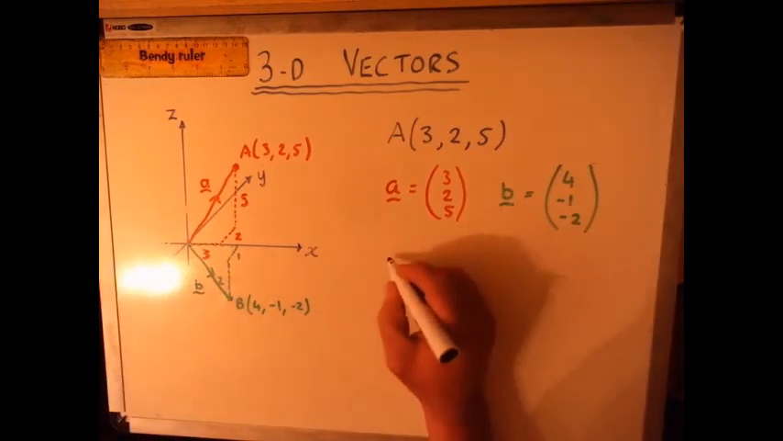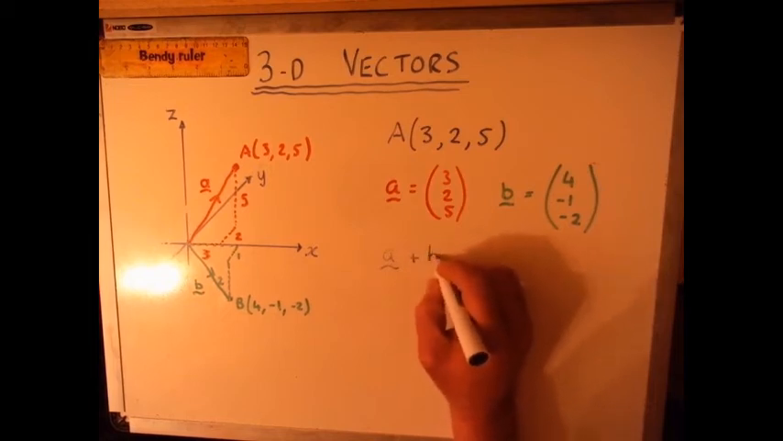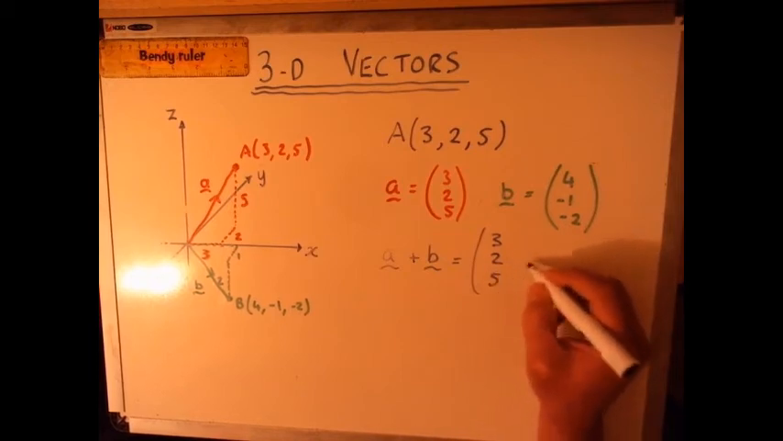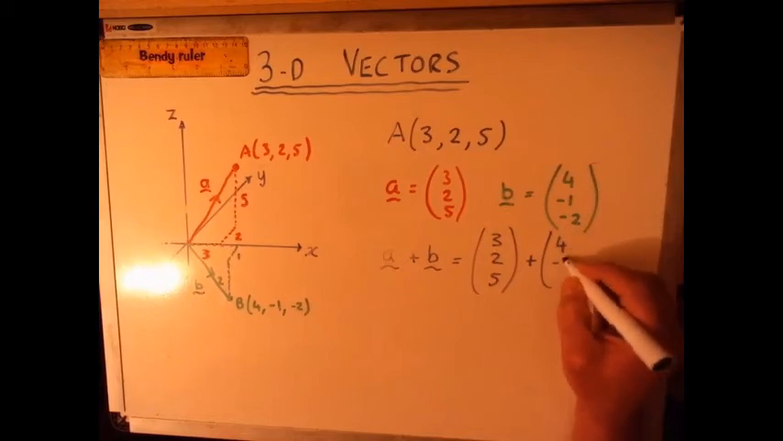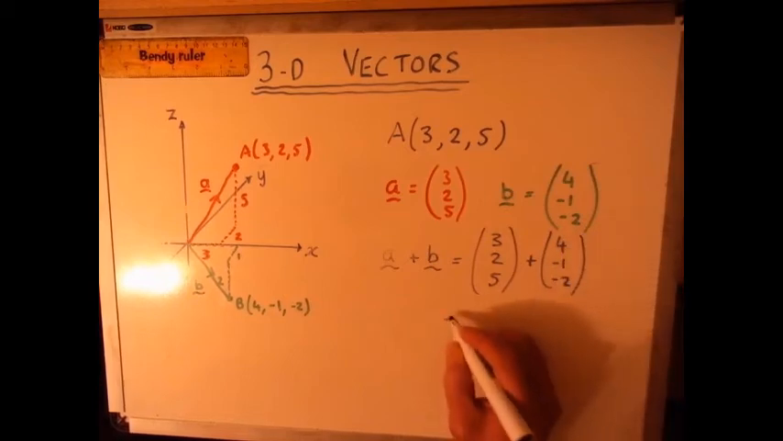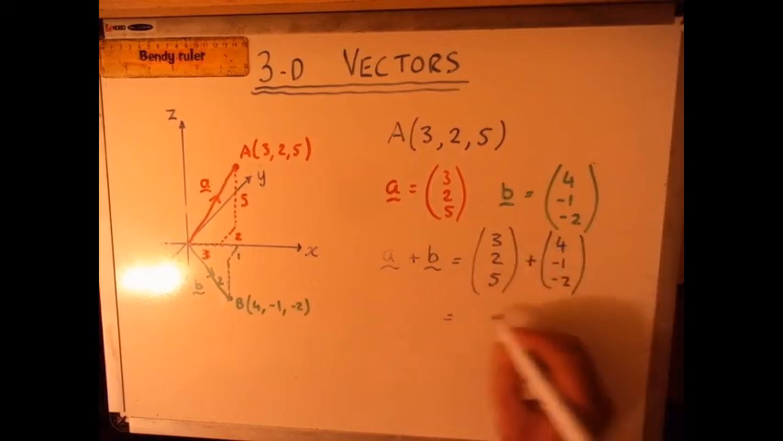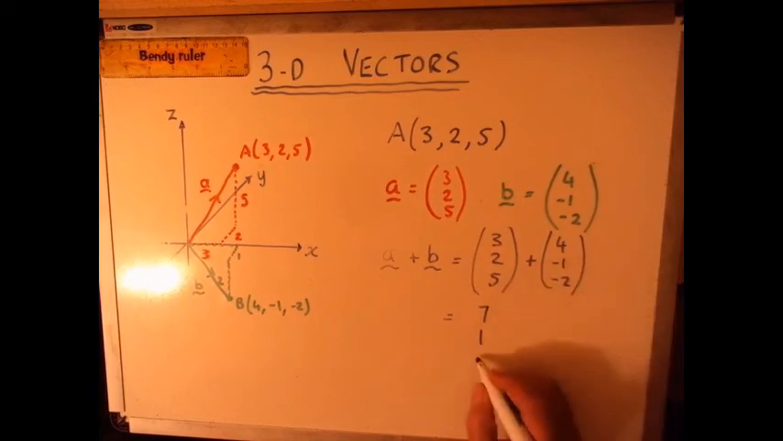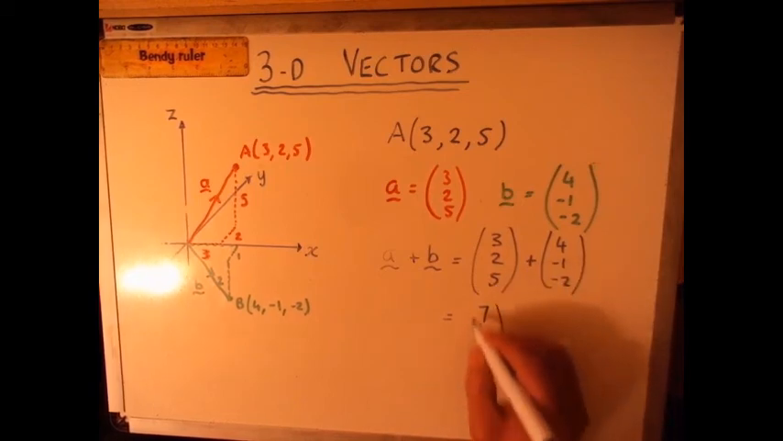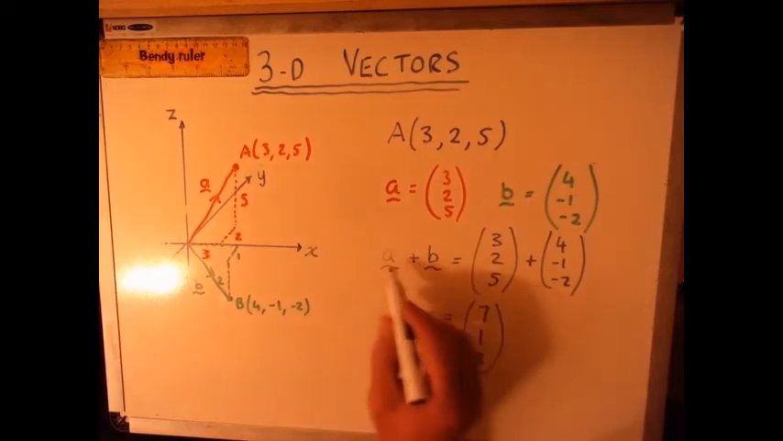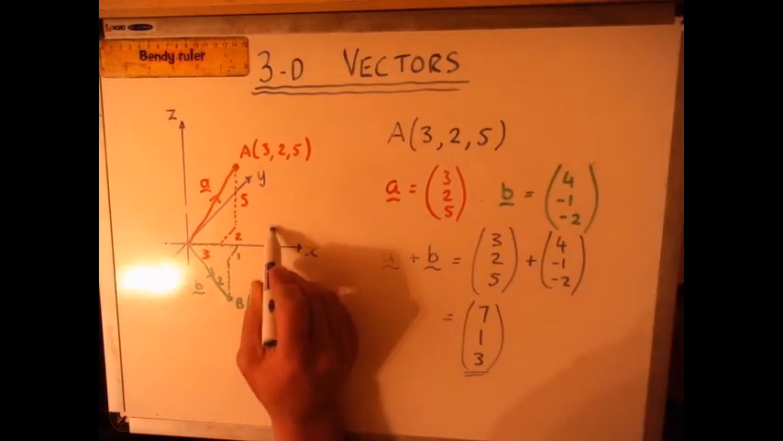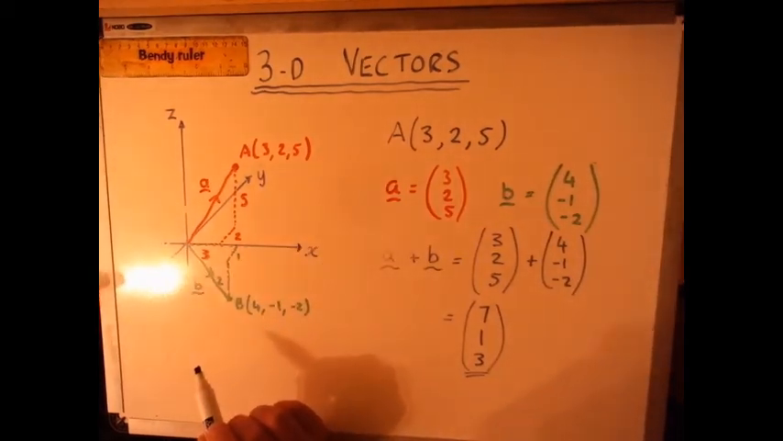From there, everything else you've done with vectors is exactly the same. You could now be doing resultant vectors, so I could be doing A plus B. All I do now is exactly what I was doing before, but I've got X, Y and Z components to add together. So I'd be doing 3, 2, 5 plus 4, -1, -2. So my resultant vector would be 3 plus 4, which is 7, 2 plus -1, which is 1, 5 plus -2, which is 3. So my new vector 7, 1, 3, that would be 7 along, 1 in the Y direction, and 3 up the Z axis.